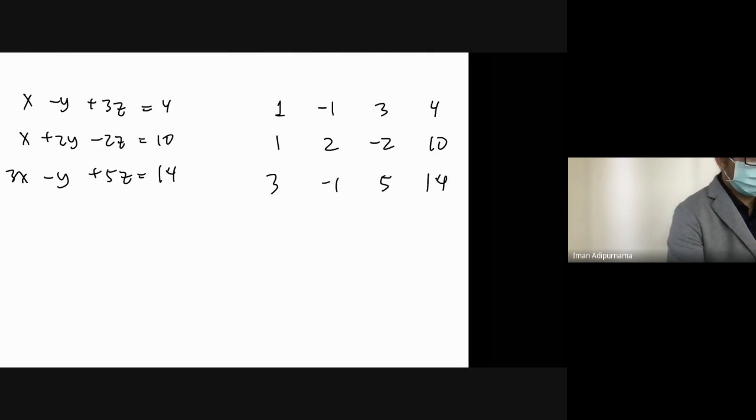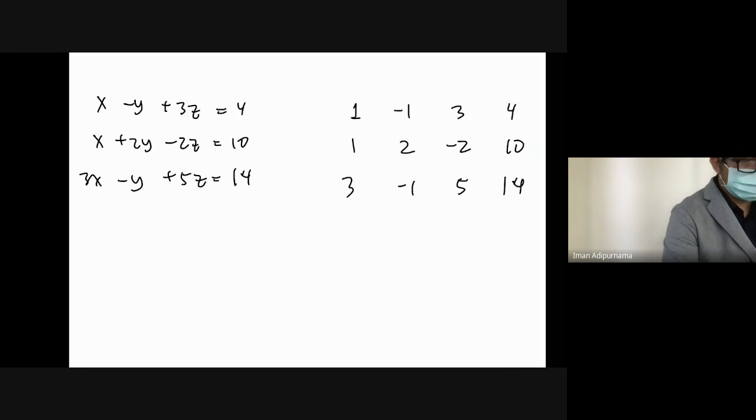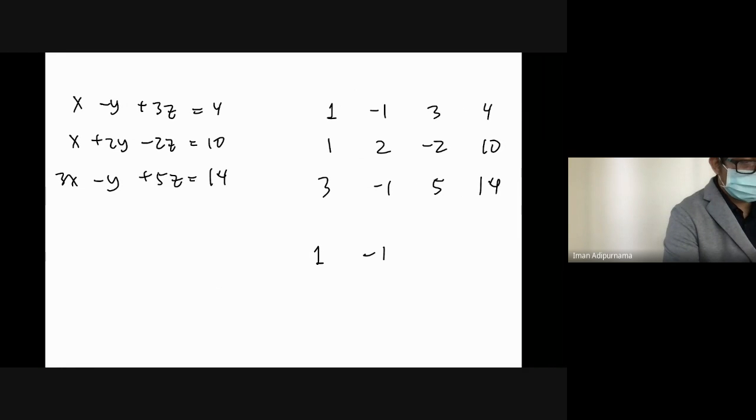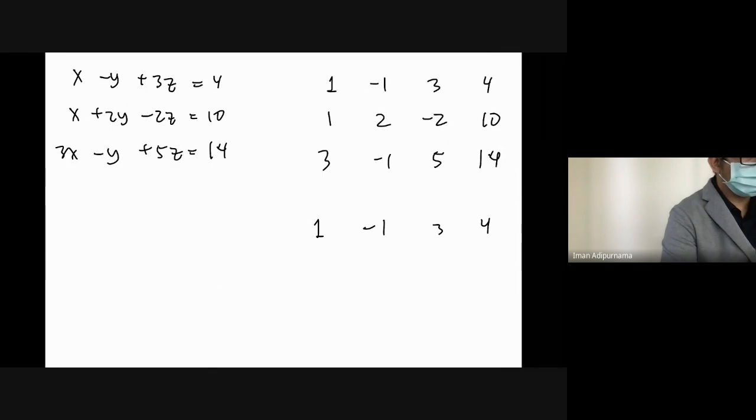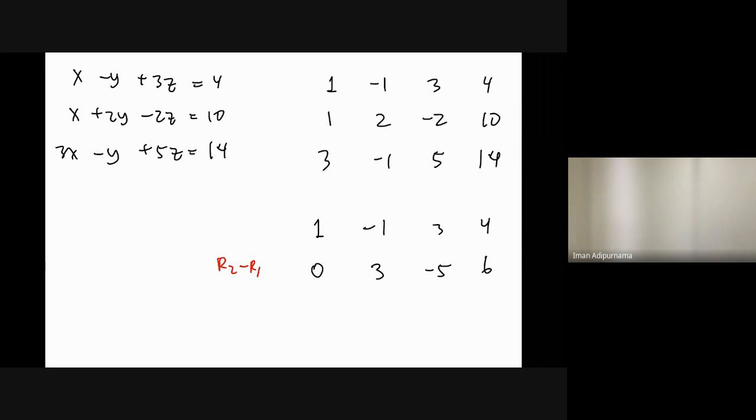So for example, I want to maybe change the second row. Okay, so I will write this is 1, and then I will write R2 minus R1. Okay, so this will be 0. This will be 2 minus 1, 2 minus minus 1, so it should be 3, minus 2 minus 3 minus 5, 10 minus 4 is 6. Okay, so now you have 0, 3, minus 5, 6.